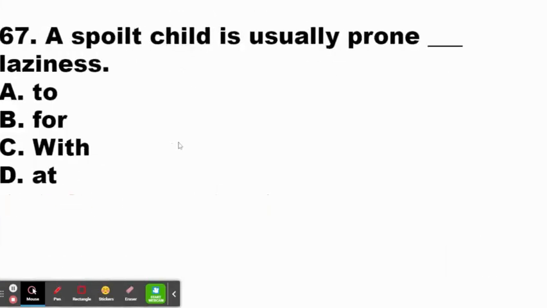Question 67. A spoiled child is usually prone dash laziness. A, to. B, for. C, with. D, at. Now this is collocation between adjectives and prepositions, and prone always collocates with to. So option A is correct. A spoiled child is usually prone to something. When you are prone to something, you are susceptible to it. You are easily affected by it.